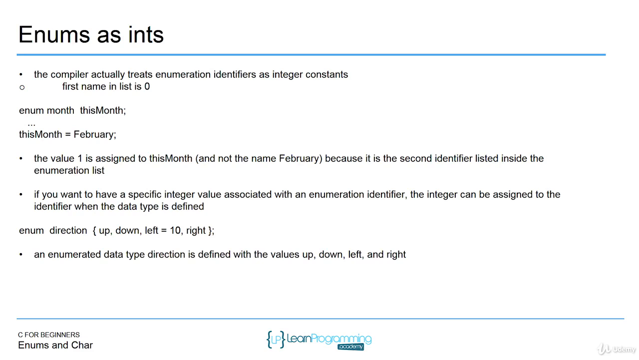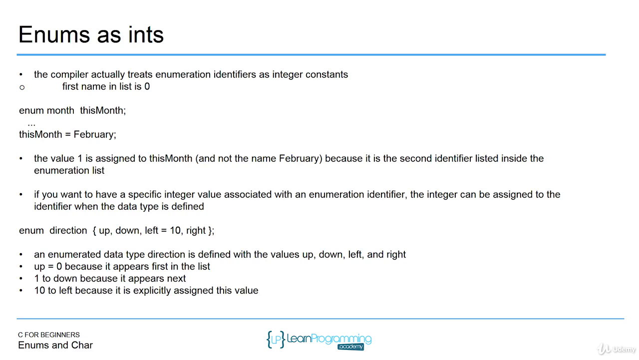So in this case, our enum type direction is defined with the values up, down, left, and right. Those are the only valid values that you can assign to variables of this type. Up is going to be equal to 0 because it's the first element in the list definition. Down is going to be equal to 1 because it's the second element. Again, it starts at 0. Left is going to be equal to 10. It's not going to be equal to 2 because we explicitly assigned it to equal 10. And then right is going to be equal to 11 because it's the next one after it. If we had another value in there, it would be 12.